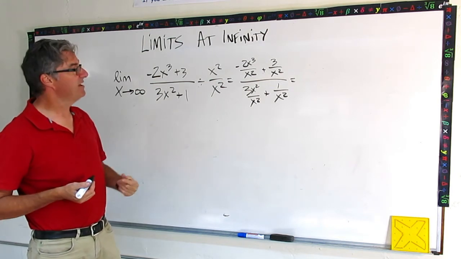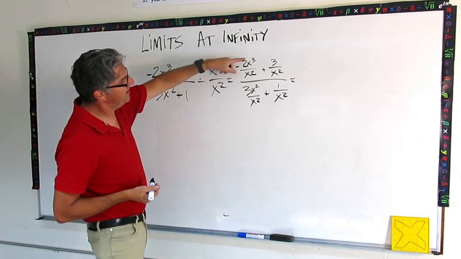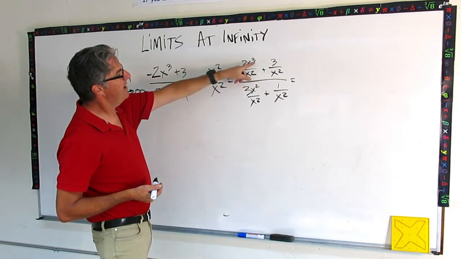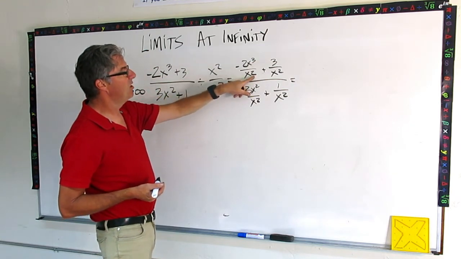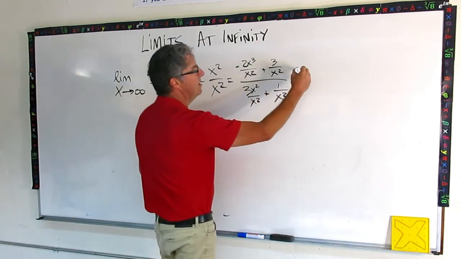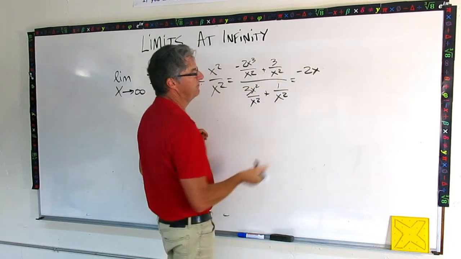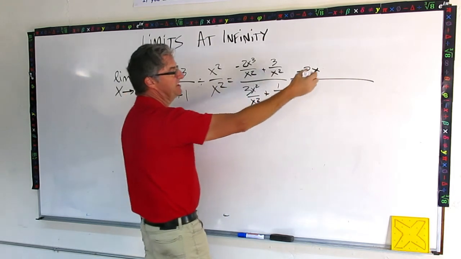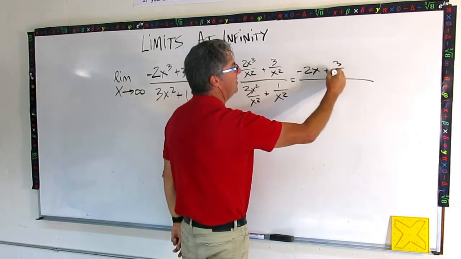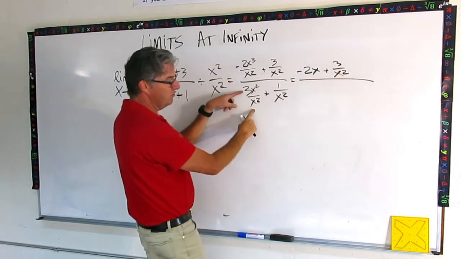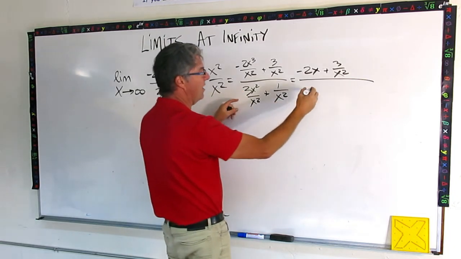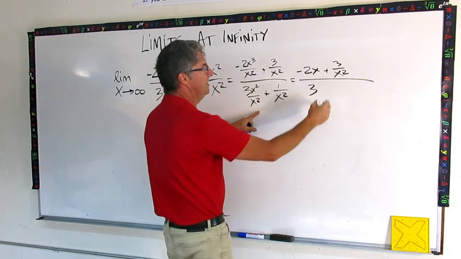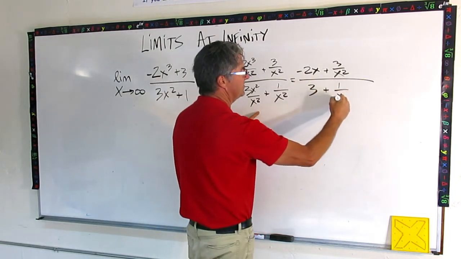So let's do that canceling. So this one's going to cancel a little differently. Check it out. I have a cubed up there and a squared down below. So we're going to lose the bottom term, but we're still going to have a 2x right there. This one is going to just stay. This one, we're going to cancel out our x squared, so we're going to wind up with 3 down below. And then we have 1 over x squared.